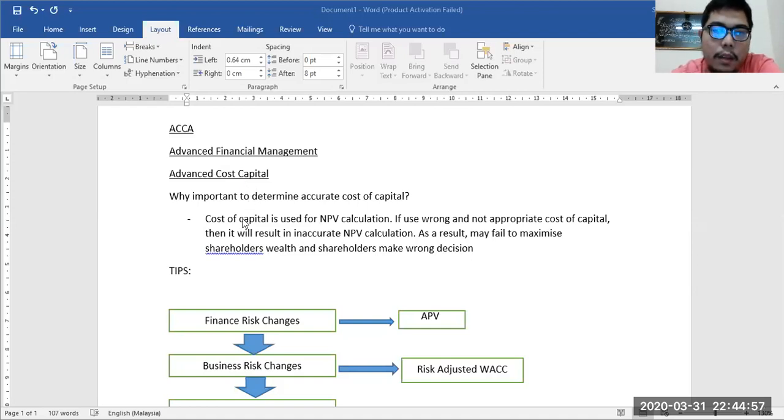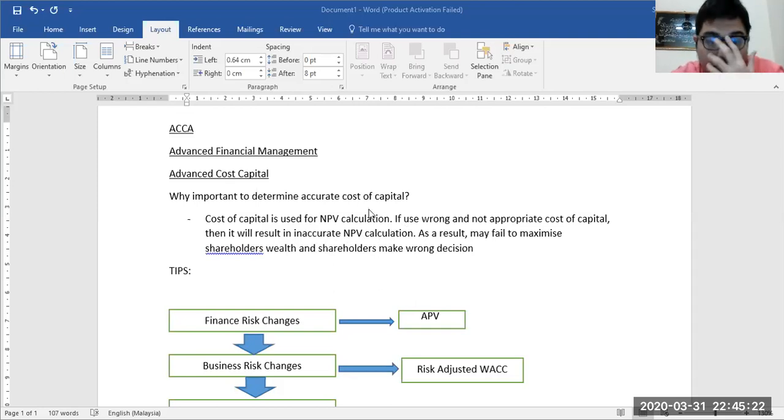Cost of capital is used for NPV calculation. If you use a wrong and not appropriate cost of capital, then it will result in an inaccurate NPV calculation. Your answer may be wrong. As a result, you may fail to maximize shareholder wealth, and shareholders may make a wrong decision.